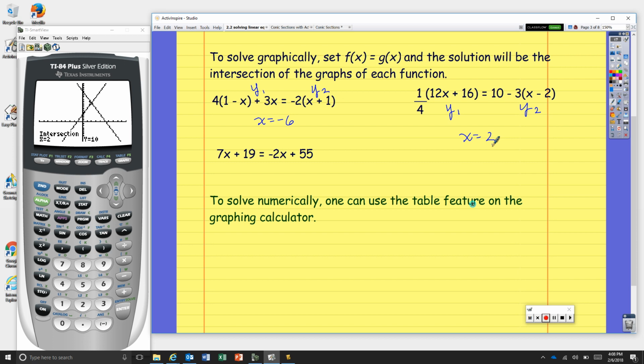Now, that's graphical because we see it all right there. If I want to see it numerically, I'm just going to go to my table. So let's go to our table. And we want to look, where is y1 equivalent to y2? So as we look through our table, we see right here at 2, both y values are 10. So it is also x equals 2.